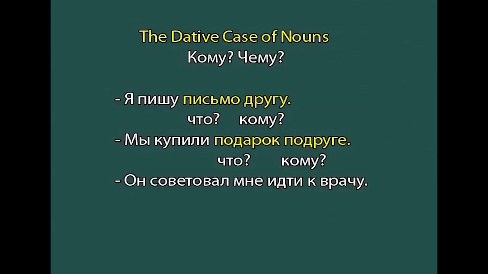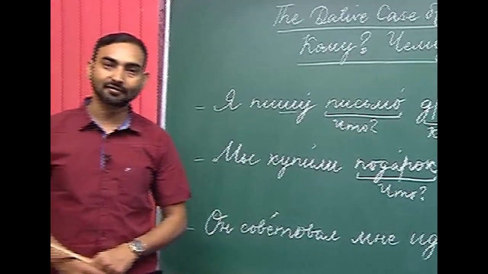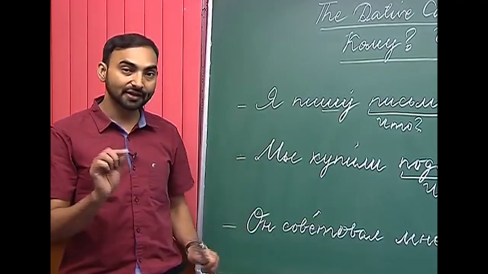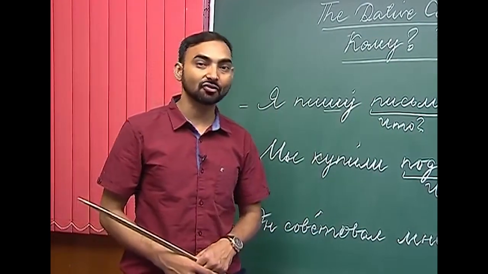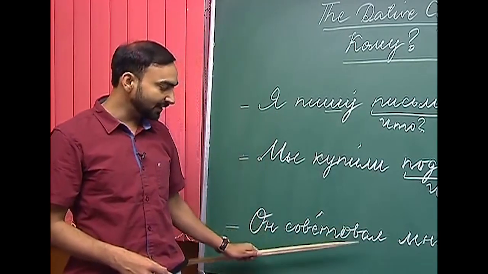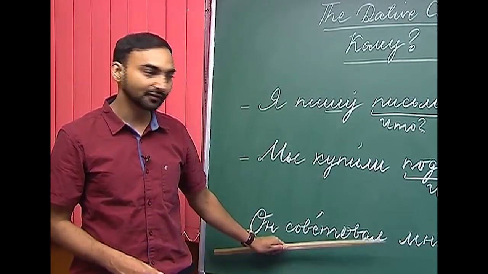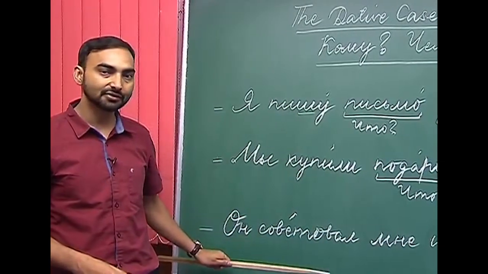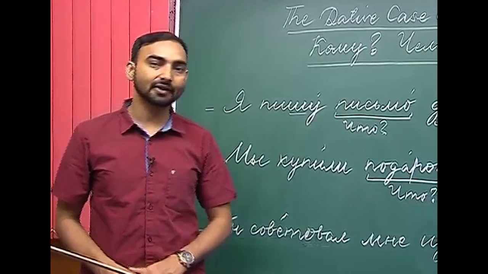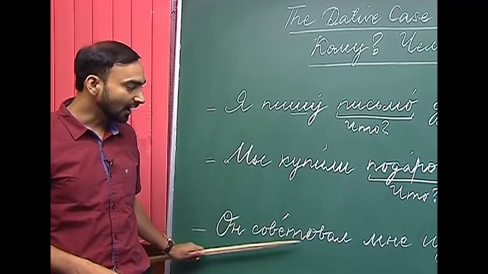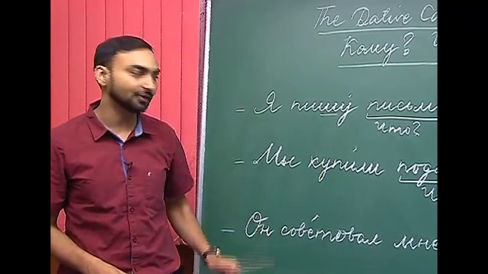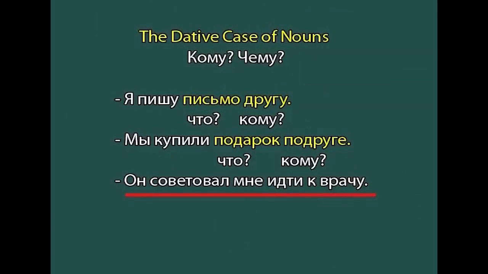So, here savyetavach can also be translated as to give an advice. So, advice is the direct object here which is inherent to the meaning of this verb. So, that is why this advice is not written here. There are a couple of other verbs also where we are not supposed to use the direct objects, it is inherent within the meaning of the verb. So, on savyetaval mnye ichik vrachu, he advised me to go to a doctor.